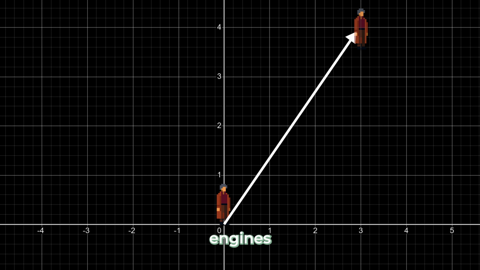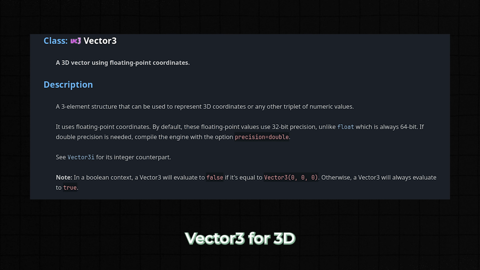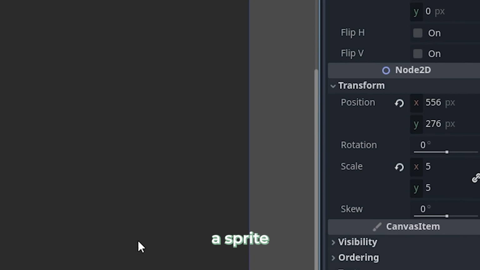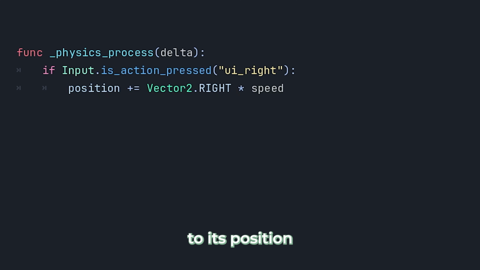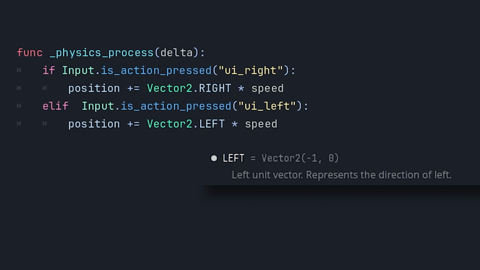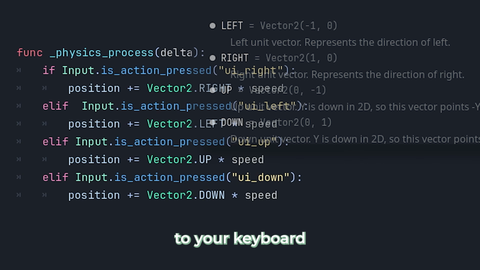That points diagonally up right, and it's longer because it's moving more. In most game engines like Godot or Unity, we use something called Vector2 for 2D space and Vector3 for 3D. Even positions are stored using vectors, like the position of a sprite. Want to move right? Just add (1, 0) to its position. Want to move left? Just add (-1, 0). Do the same for other directions, and guess what? If you hook those to your keyboard keys, you've got basic movement.